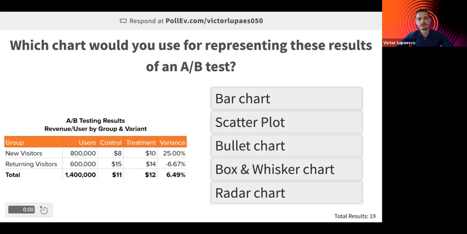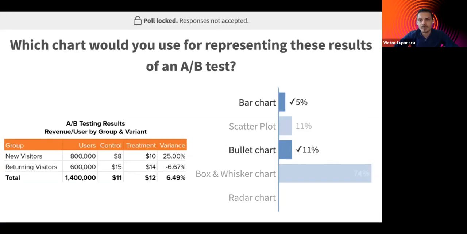Let's see. So bar chart and bullet chart are the correct answers. Box and whisker is not correct because I don't have all those values that I can compare. I don't have the information of what each user did. I just have this table. So I know it's 800,000 users, 600,000 users in control treatment and so on.